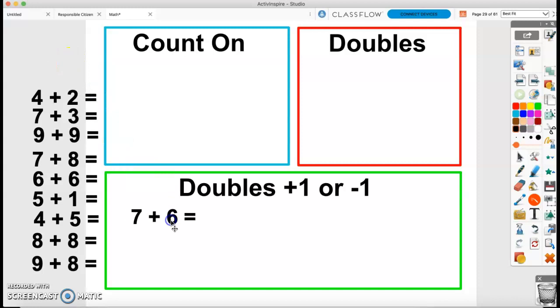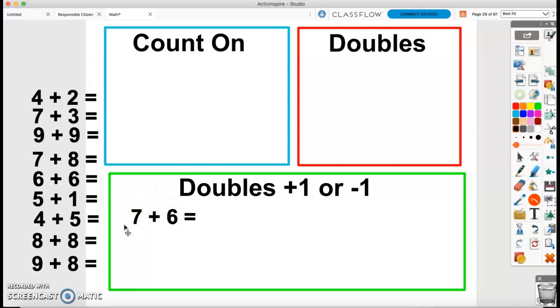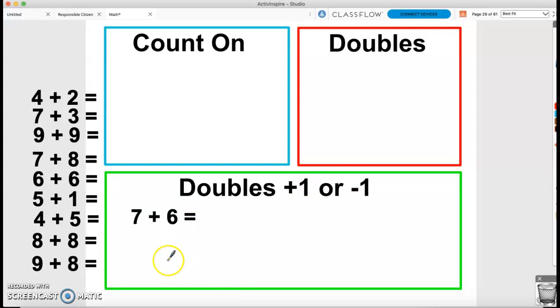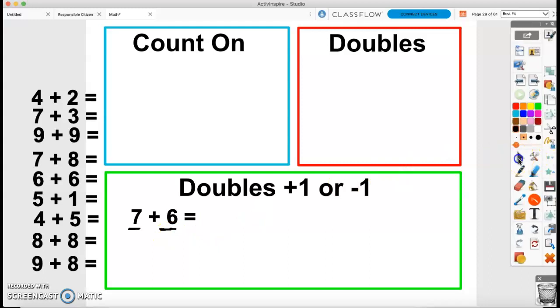So on this one, I know it's a doubles plus 1 or a doubles minus 1 when my add-ins are close together and next to each other, a 6 and a 7. So I say 6, 7. When I count, they are next to each other. That's when I can use a doubles plus 1 or a doubles minus 1. Let's try the next one.